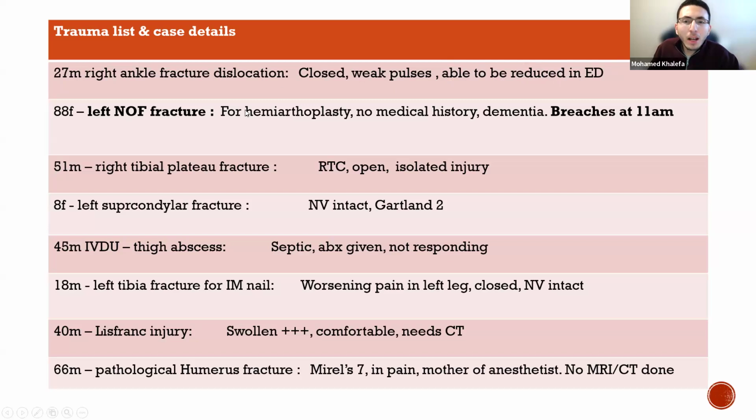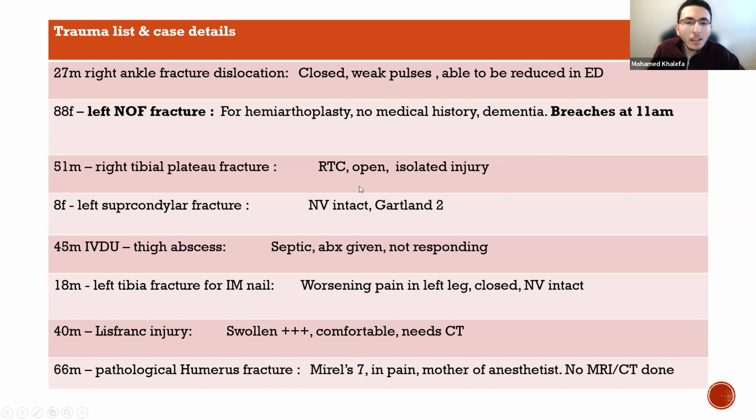Neck of femur fracture, again, for hemiarthroplasty, no medical history, dementia, and breaches at 11 a.m. So you could do her on the list, but you can do her second on the list, for example. So the first case starts at 8, and this case starts at 11, for example, or 10:30.